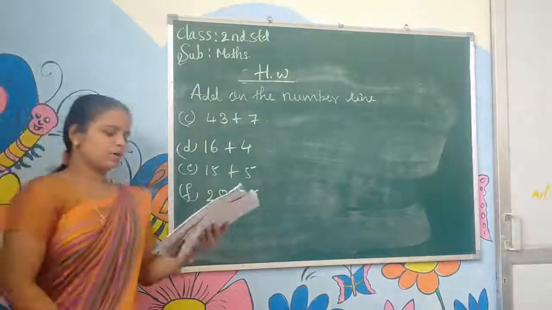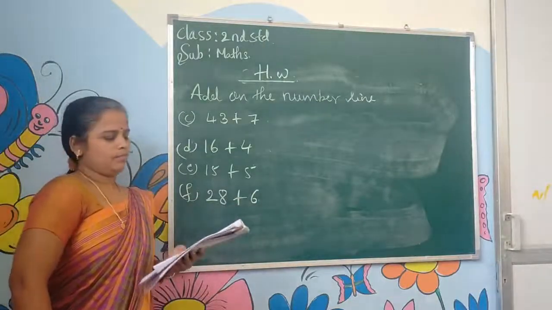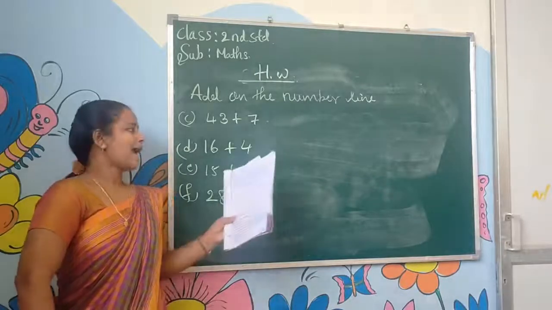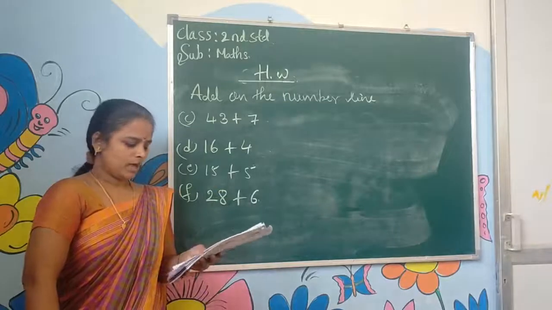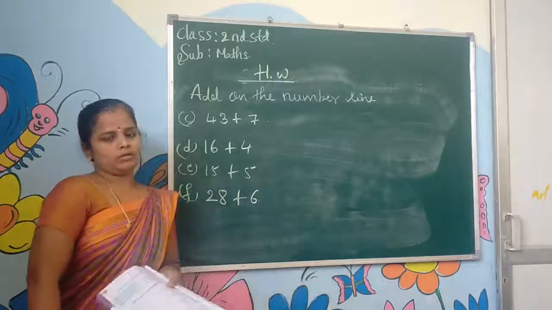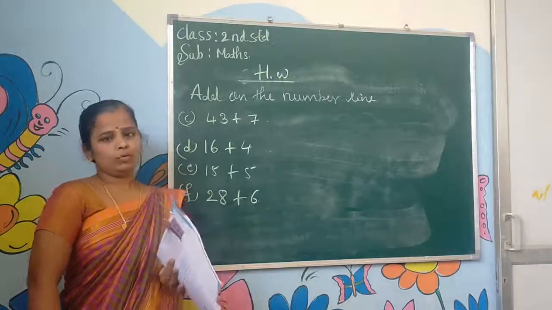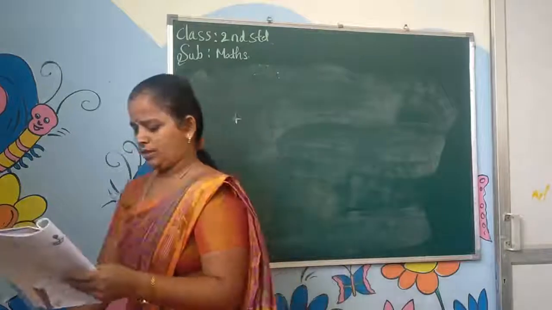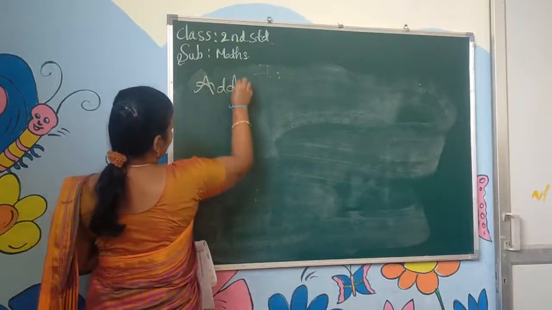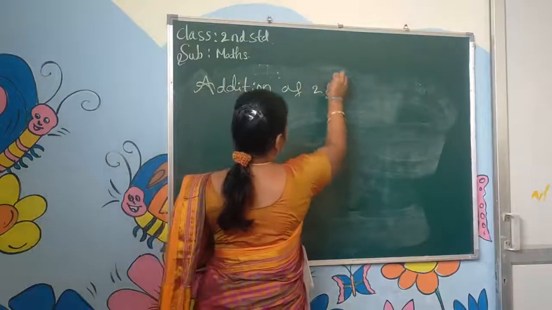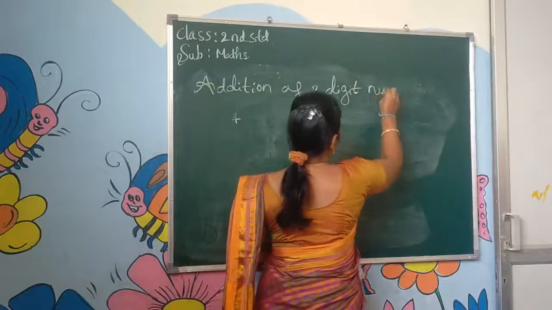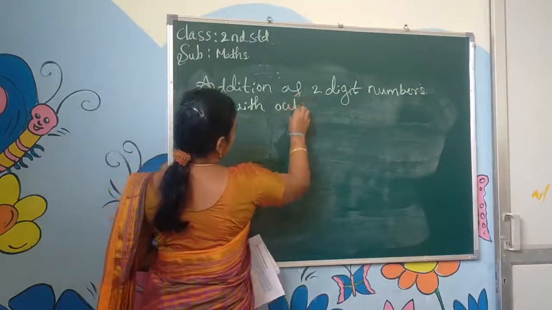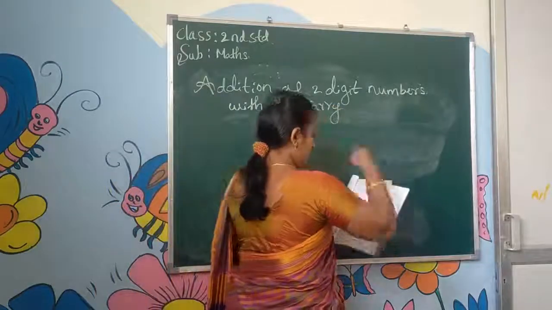Next, addition of two digit numbers without carry over. We practiced here how to add going forward and how to add on the number line. Now we are learning more about two digit numbers, how to add two digit numbers without carry over. Copy. The next concept is addition of two digit numbers without carry over.